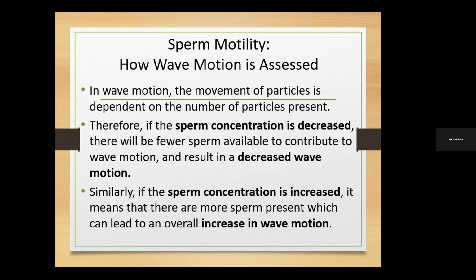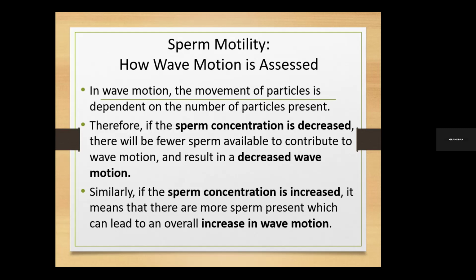In wave motion, we are going to see how we assess the motion. This is a general statement. In wave motion, the movement of particles is dependent on the number of particles present. Like the narration that we did: if you see waves by the fish pond side, and some waves are strong, it means that there are likely to be more fishes down there. So the number of particles will show the degree of the waves. So that's the first thing.